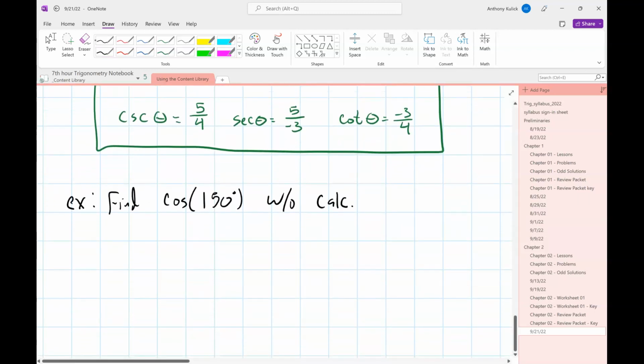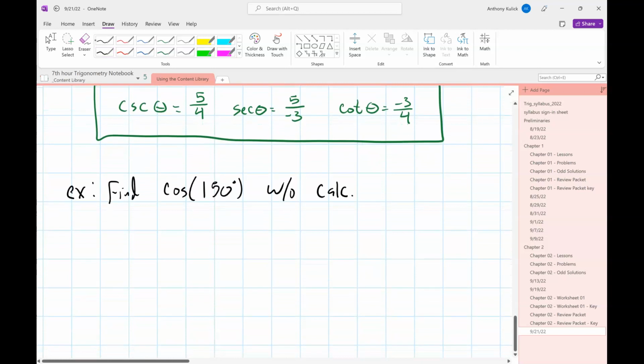So let's do another. Let's find the cosine of 150 degrees without the calculator. But Mr. Kulik, 150 degrees isn't an acute angle. Student, we just defined sine, cosine, and tangent on any angle. Don't use the right triangle definition here. Use the new definition that we just created. All right.